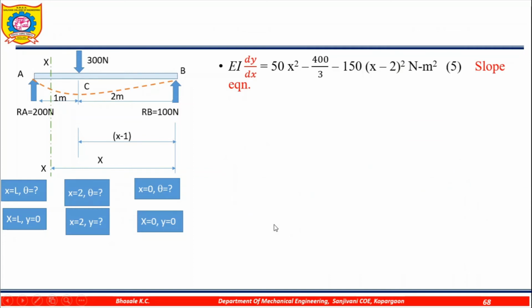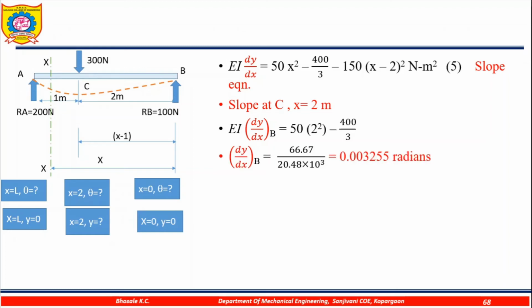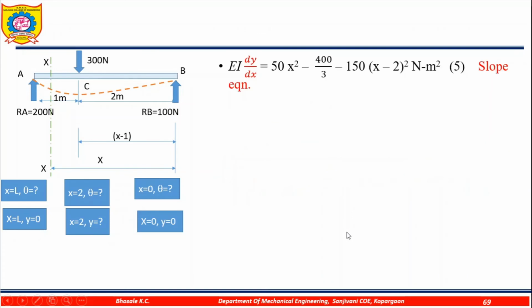We'll again use the slope equation to find the slope at point C. At point C, when x equals 2, we find that it is equal to 0.003255. Here we are getting the plus sign. The plus sign indicates the angle made by the tangent is clockwise.